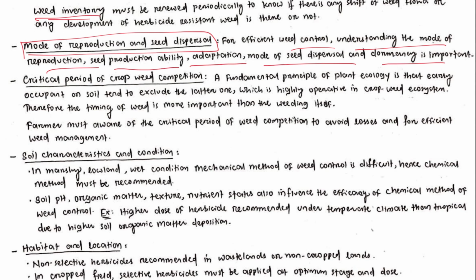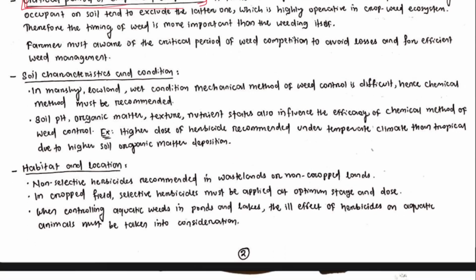Then the critical period of crop weed competition varies with crop duration and season. So if we know the critical period of crop weed competition, we can effectively control weeds in a particular crop.